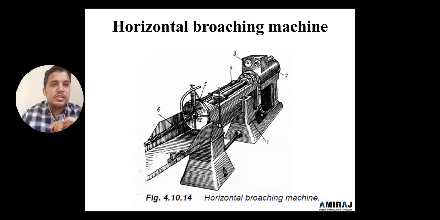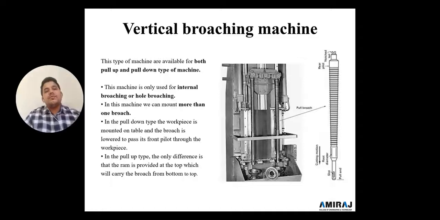Okay, so this is a very unique machine for broaching. Next, horizontal broaching machine, you can observe this is one schematic diagram. Okay, horizontal broaching machine. Next one, vertical broaching machine.